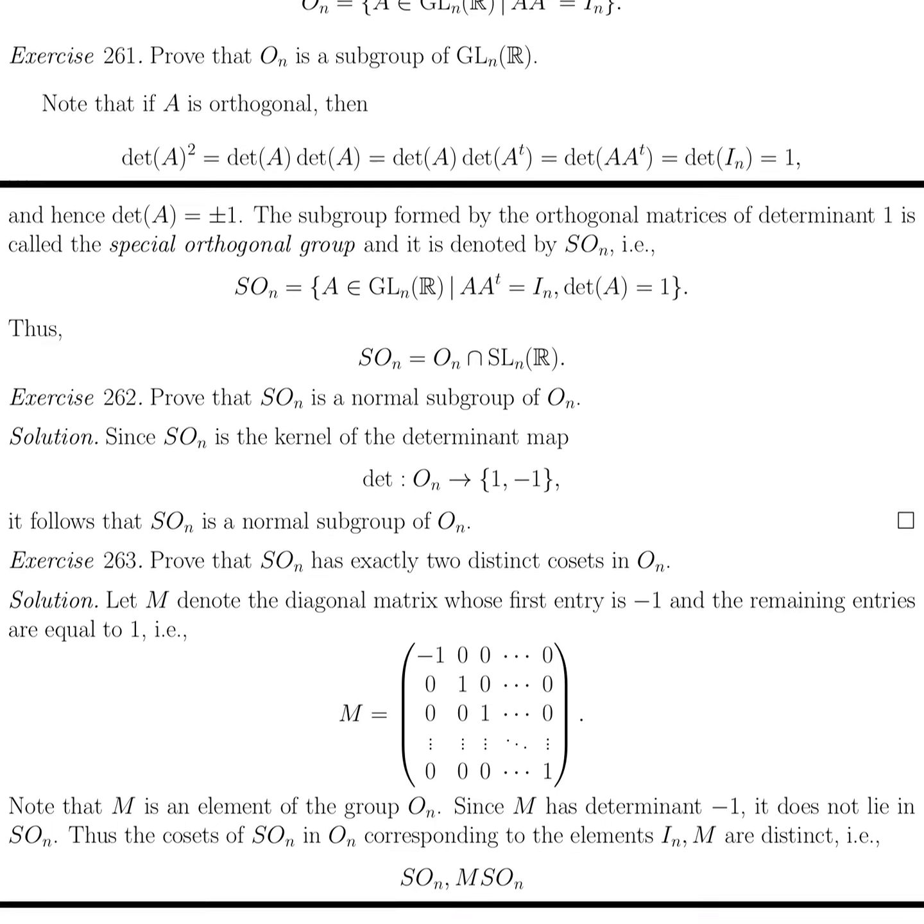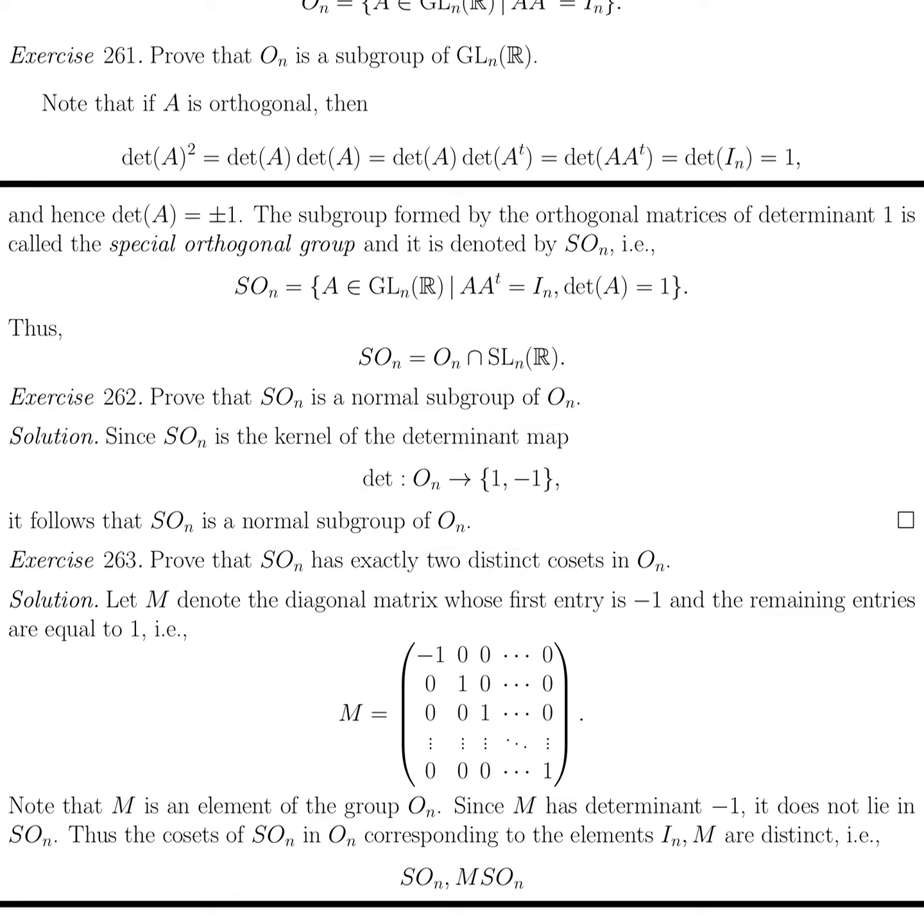One can show that SOn forms a normal subgroup of On. This is straightforward; try to apply your knowledge of group homomorphisms. Note that SOn is precisely the kernel of the determinant map from On to plus or minus 1. Since the determinant map is a group homomorphism and SOn is its kernel, it follows that SOn is a normal subgroup of On.